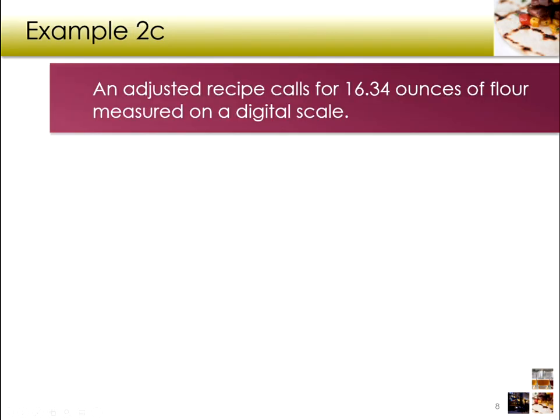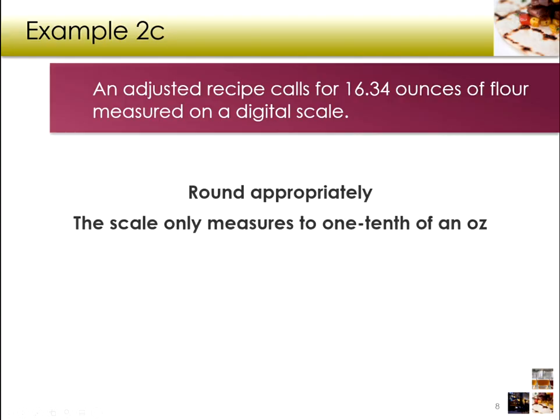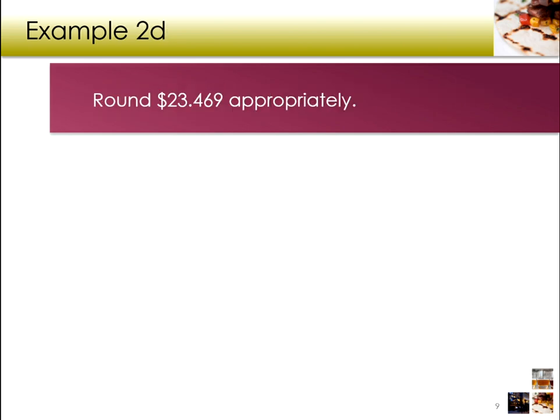So if we have an adjusted recipe that calls for 16.34 ounces of flour measured on a digital scale, when we want to round appropriately, well, it depends on how accurate the scale is, right? If the scale can only measure to 1/10 of an ounce, our 10th is where the 3 is, right? So is it going to be 16.3 or is it going to be 16.4? Well, that depends on the number next to the 3. Well, in this case, it's a 4, which is less than 5, so we're going to end up with 16.3 ounces, right?